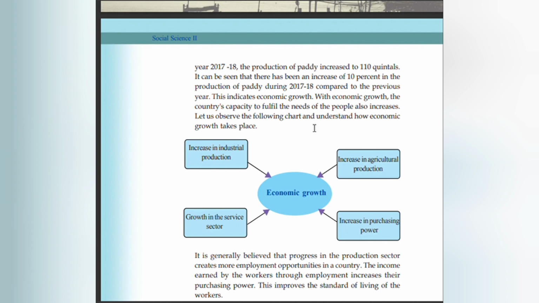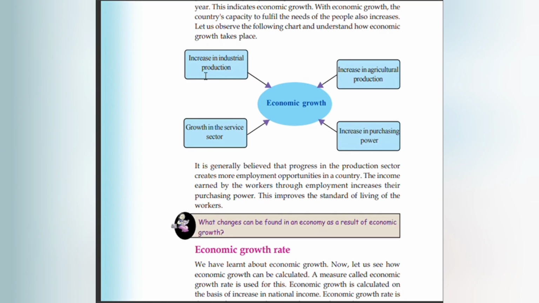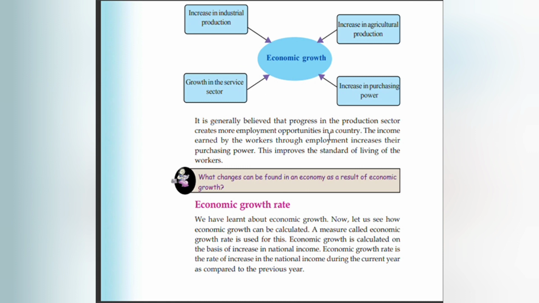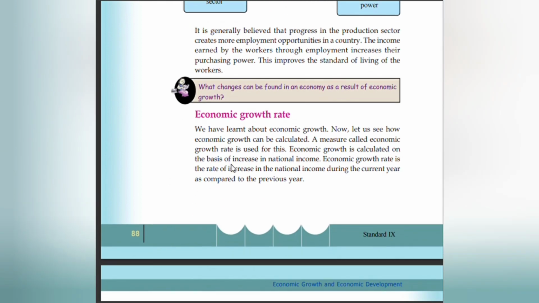Let us observe the following chart and understand how economic growth takes place. Increase in industrial production, increase in agriculture production, growth in the service sector, increase in purchasing power. It is generally believed that progress in the production sector creates more employment opportunities in a country. The income earned by the workers through employment increases their purchasing power. This improves the standard of living of the workers.